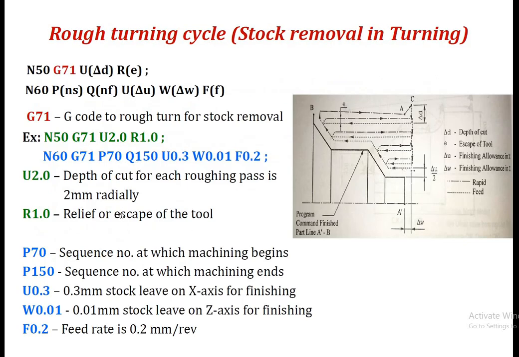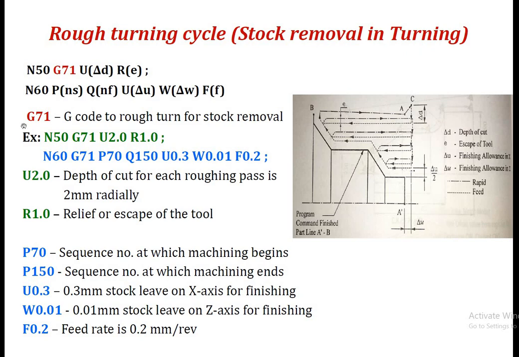So this is the rough turning cycle. While writing the rough turning cycle, we have to write down two blocks. The first block is N50, and the second block is N60. These are the two blocks which are used for the rough turning cycle. I have written these two blocks in a general form, but for understanding purposes, I have written the same two blocks in an example form.